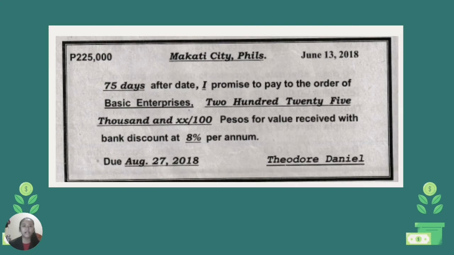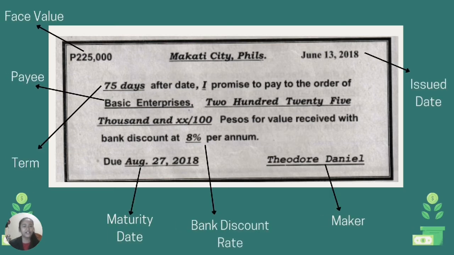Here is an example of a bank discount note. So now, let us identify the maker, the payee, the face value, the bank discount rate, the term, the issue date, and maturity date. Here we can see the value of each part of the note. We have the face value, which is 225,000, the term, which is 75 days, the payee, which is Basic Enterprises, the issue date, which is June 13, 2018, the maker, which is Theodore Daniel. We also have the bank discount rate, which is 8%, and lastly, the maturity date, which is August 27, 2018.